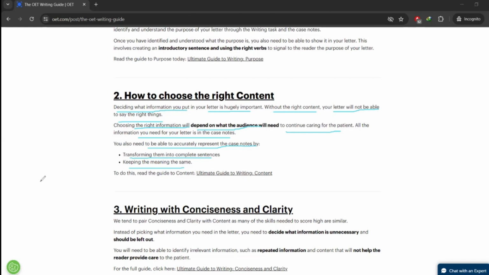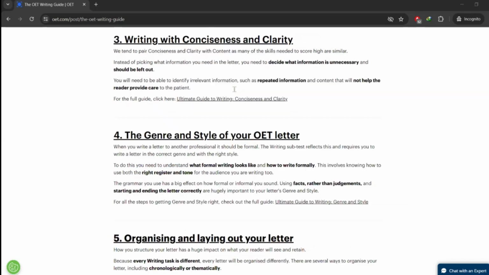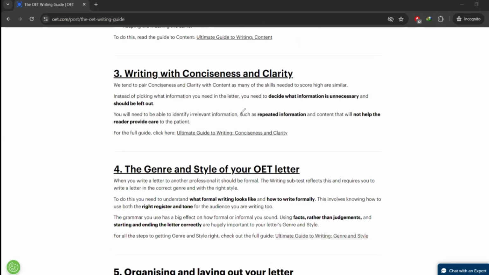Okay. Next is writing with conciseness and clarity. Again, we have gone through it, that you need to decide what information is unnecessary and should be left out. Okay, this is all. This line is sufficient for you to understand it.